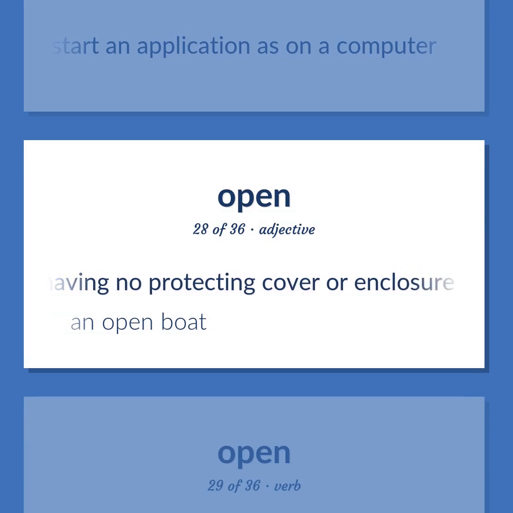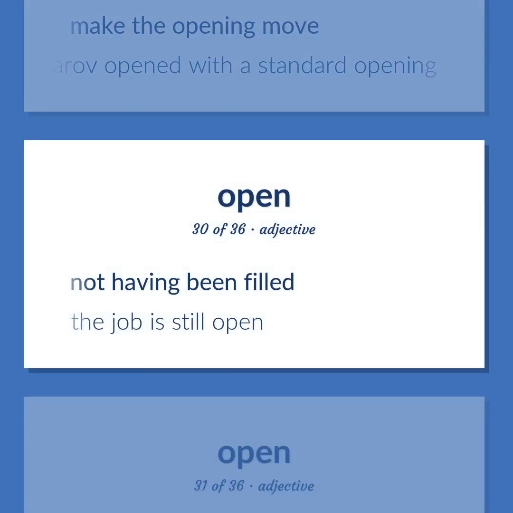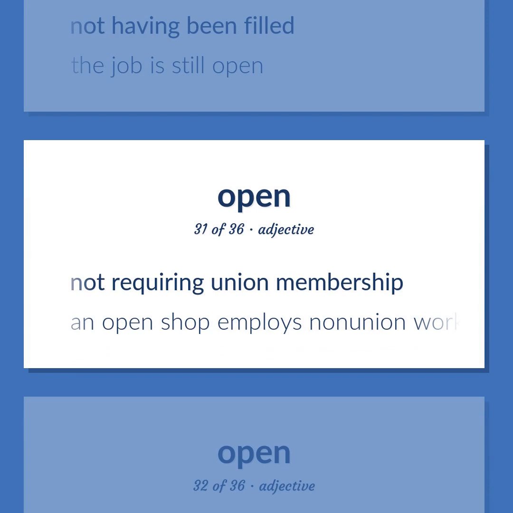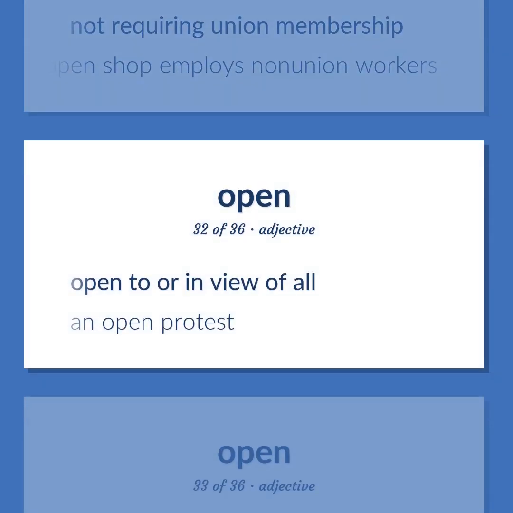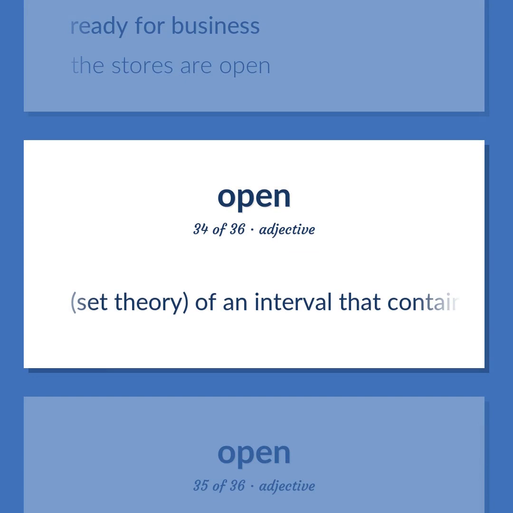Having no protecting cover or enclosure. An open boat. Make the opening move. Kasparov opened with a standard opening. Not having been filled. The job is still open. Not requiring union membership. An open shop employs non-union workers. Open to or in view of all. An open protest. Ready for business. The stores are open. Set theory, of an interval that contains neither of its endpoints.